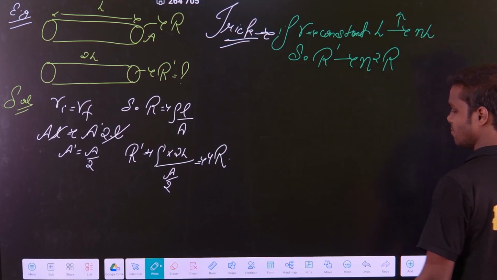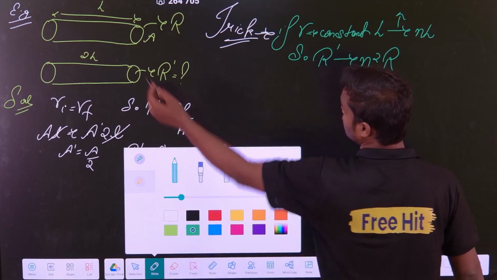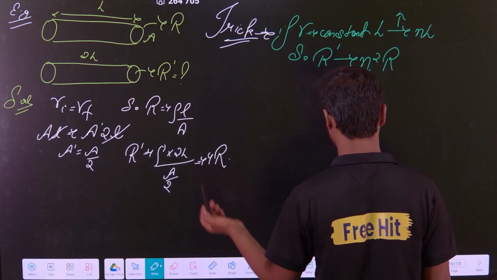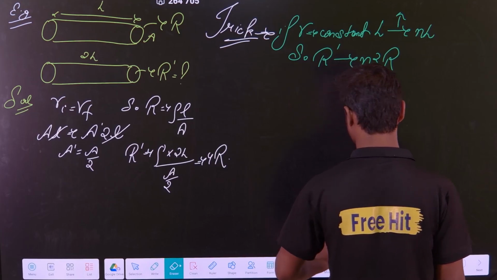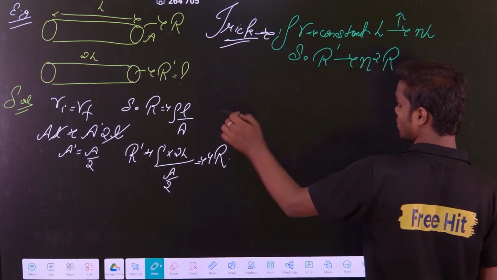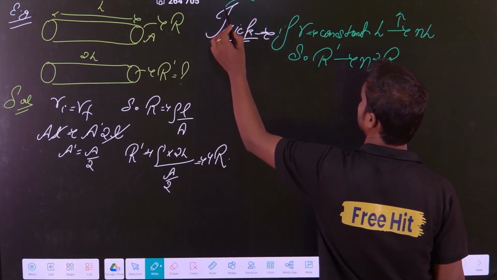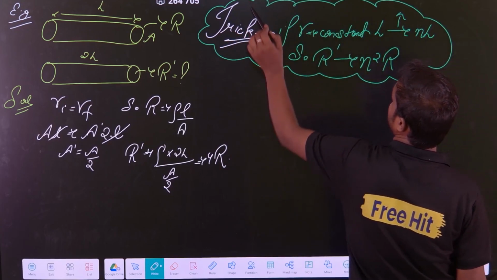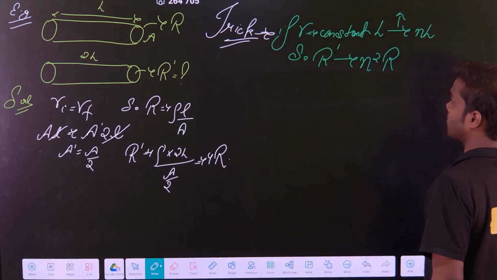Clear? That is a simple trick, or whatever you can say. See, if the length has become double, my resistance has become n square, meaning 4 times R. Simple. Okay, so if you want you can remember it, but I don't take it as a trick. It's basically a concept. You can understand from here why it is called a concept. Okay, clear?